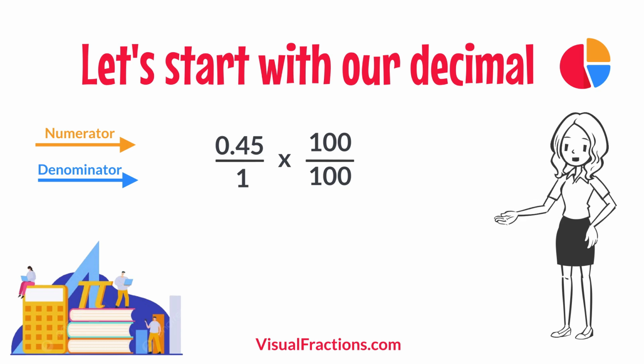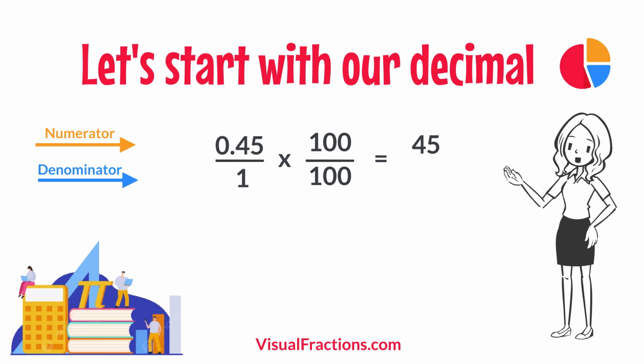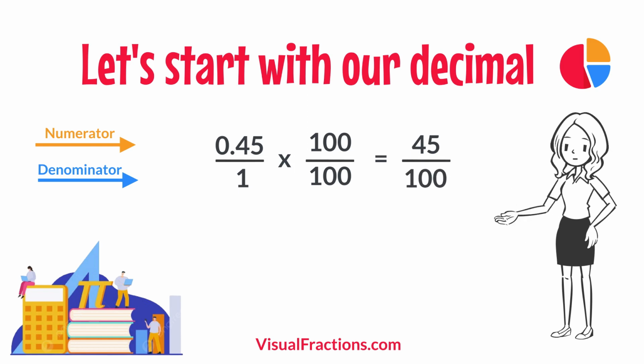So, 0.45 times 100 gives us 45, and 1 times 100 gives us 100. This translates 0.45 to the fraction 45 over 100.